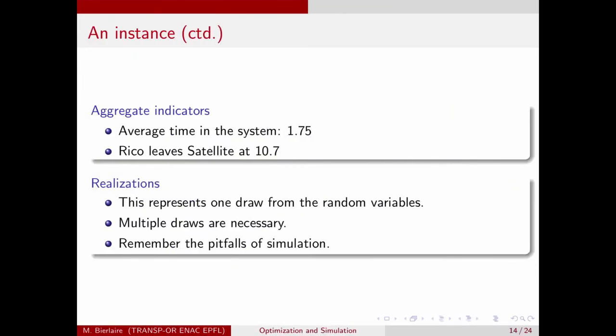So the aggregate indicators that we can calculate to help the manager are: the average time in the system is 175, so this is the mean of the values that I showed in the previous slide, and then Rico leaves the bar at 10:07. But remember, what I showed you was one realization of the simulator, so basically one draw from the random variables. And as I believe now you know, you need to do multiple draws before you reach any conclusion. This is what we covered in the first lecture when we talked about the pitfalls of simulation. You never draw conclusions based on only one draw.